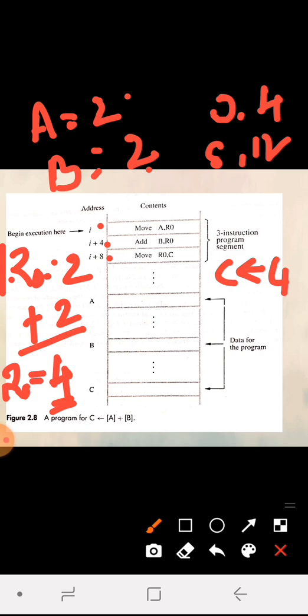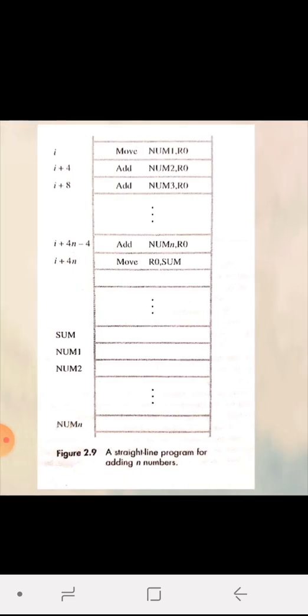So these are the locations where we have stored the data and the result. So A is holding 2, B is also holding 2, and C is holding 4. Right? So 2 plus 2, 4. So this is one of the examples we have taken. So now the same program we have rewritten for n numbers.